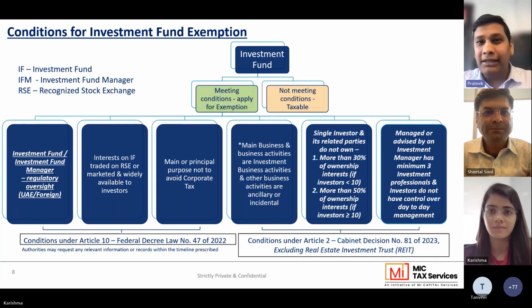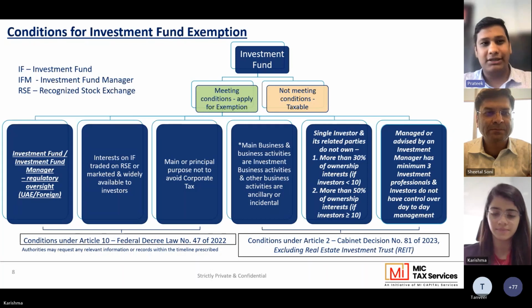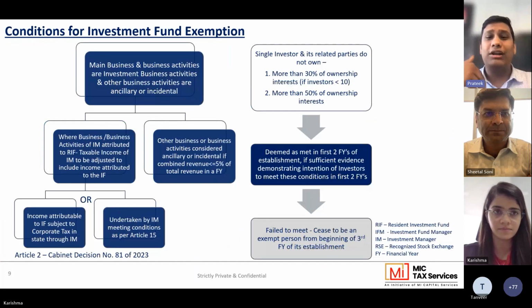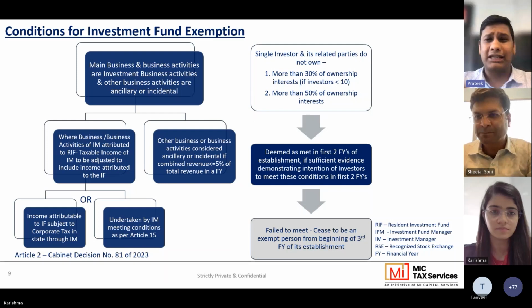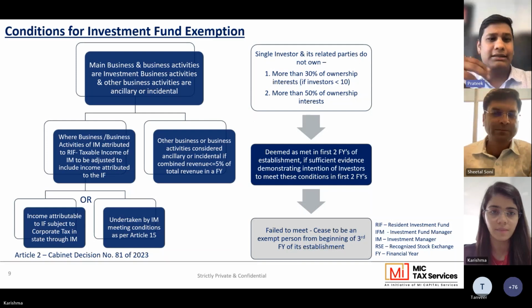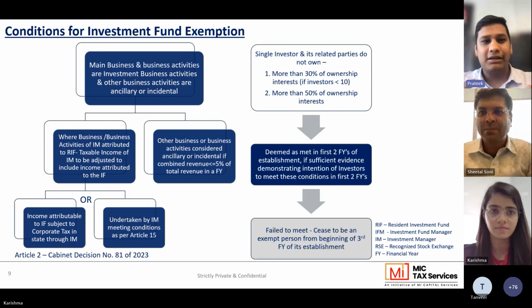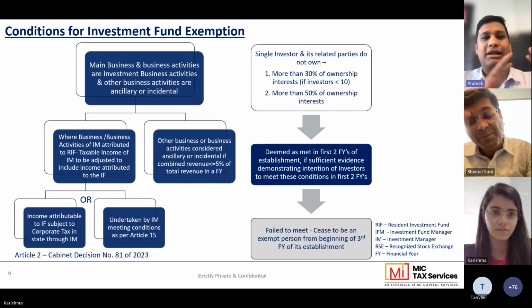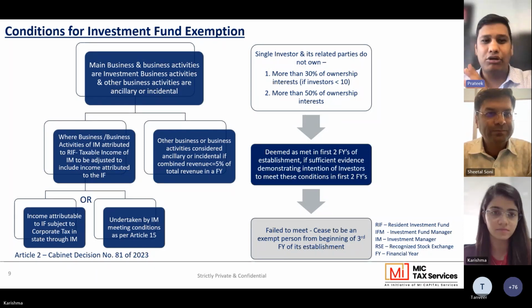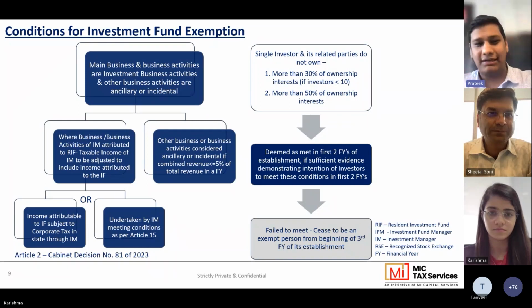But again, repeating it because it is very critical, it has to be applied to the authorities. If it is not applied, you will not get the exemption. Moving on to the investment fund exemptions explained in 30%, 50% criteria. So the cabinet decision made it very clear that the business income that is generated has to be from and only from investments. But as I said, 5% is allowed to be ancillary revenue. Less than 5% or 5% is allowed to be ancillary revenue.